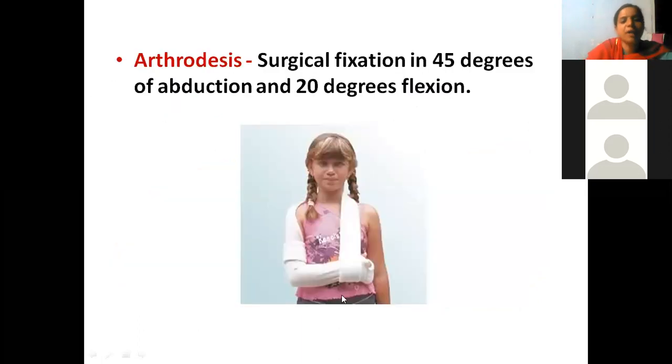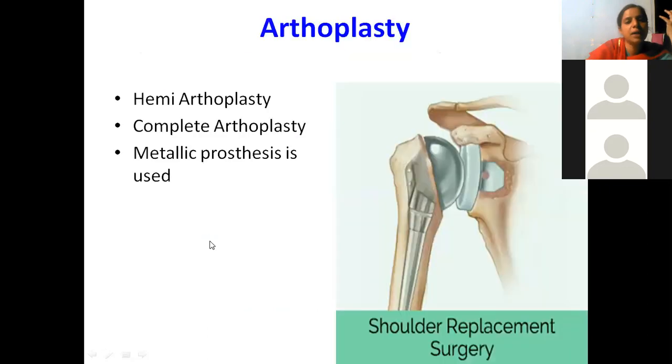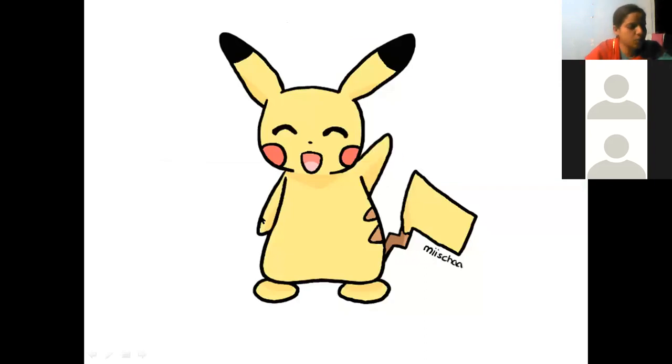Then arthrodesis is surgical fixation in 45 degrees of abduction and 20 degrees of flexion. So if there is any shoulder joint dislocation or any fracture, we generally undertake this. Arthroplasty is shoulder joint replacement surgery, where if the articular capsule is damaged, or the hyaline cartilage or articular cartilage present in the glenoid cavity and also the head of the humerus is degenerated, we generally replace it with some prosthetic device. You call it arthroplasty. A metallic prosthetic is generally used. So that is all about the shoulder joint.